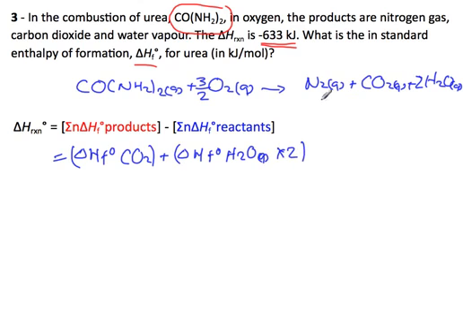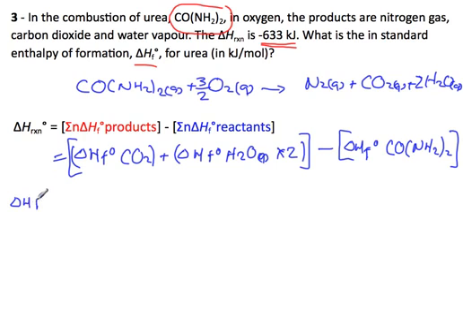Minus delta HF naught of urea, CO(NH2)2, and that's all I have there because I also have the elemental oxygen, 3.5 moles of it. That's why you don't need to worry about converting that fractional coefficient. And now this is where I would do a rearrangement. What I'm looking for is that delta HF naught of urea. So delta HF naught of urea, I'm just going to write it a little quicker, equals.